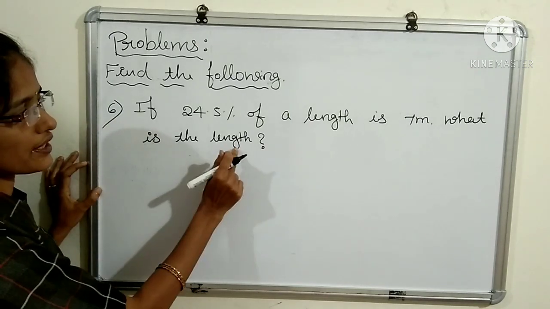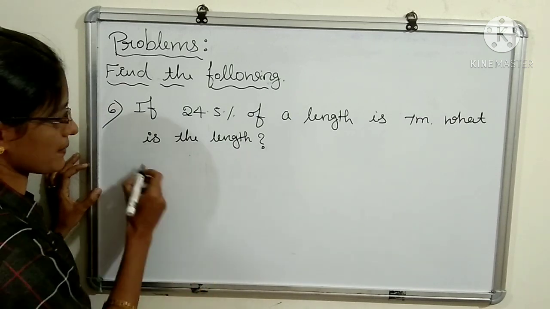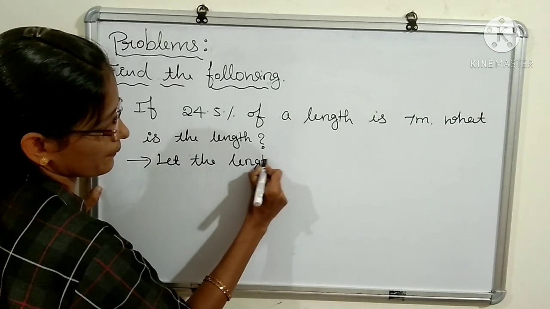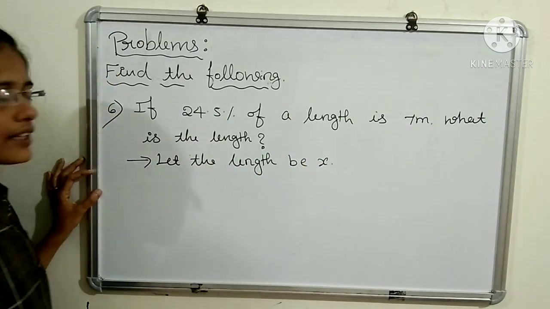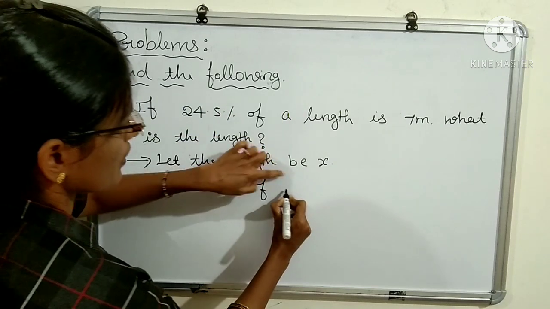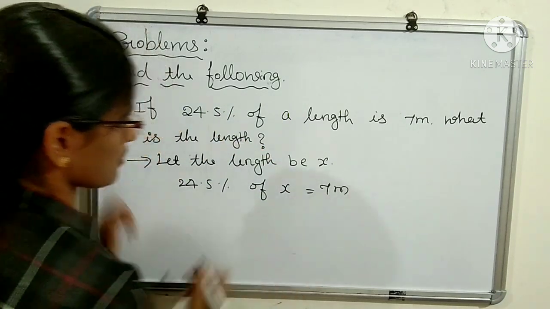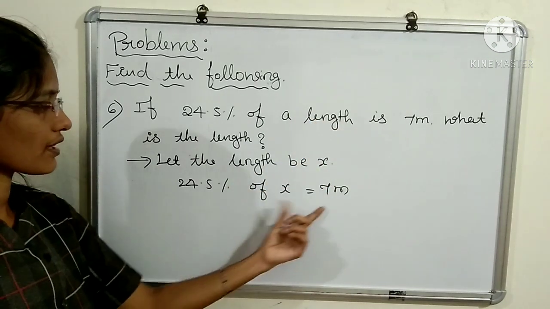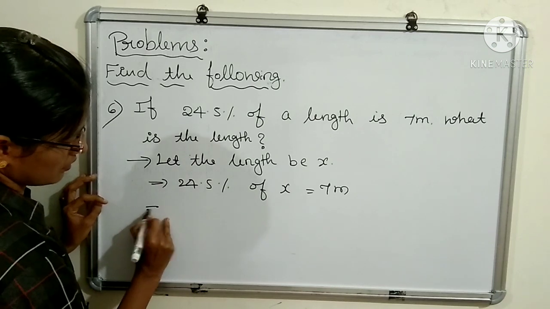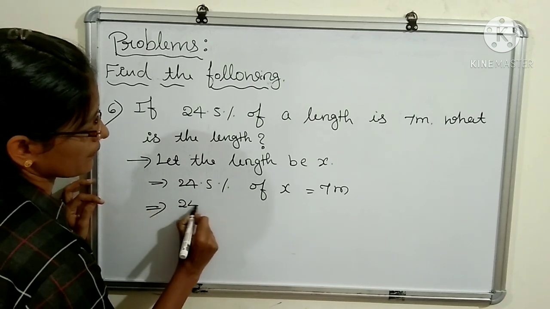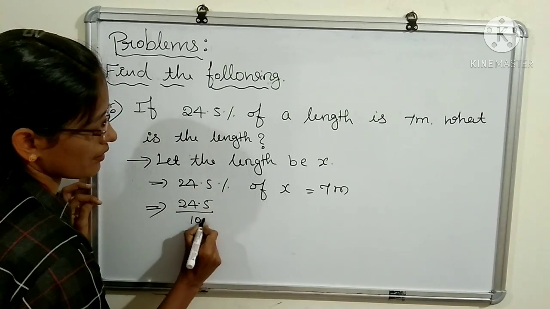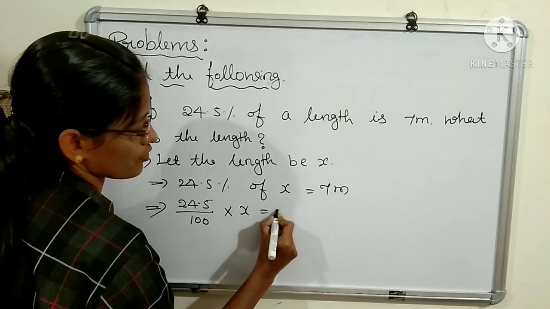Here let the unknown quantity, that is length, be x. Let the length be x. Then here 24.5% of length is what? X is equal to 7 meter. According to this condition of the question, we can frame an equation in this way. 24.5 divided by, the percentage symbol you have to remove, so divided by 100 into x is equal to 7 meter.